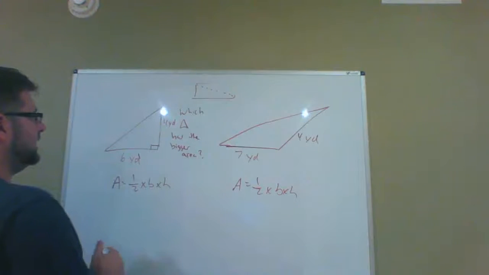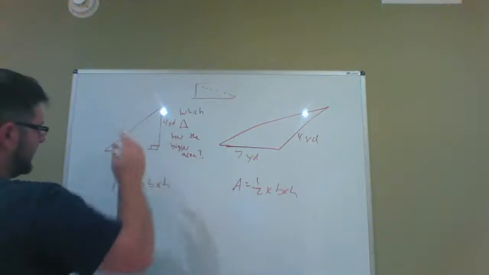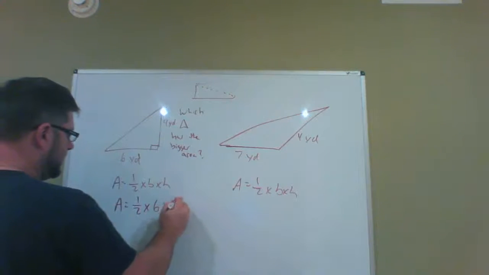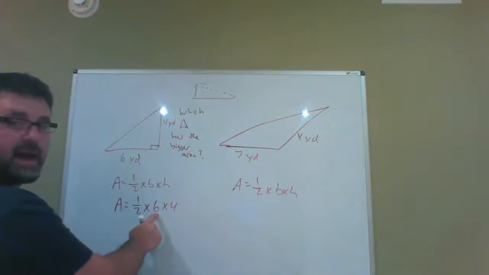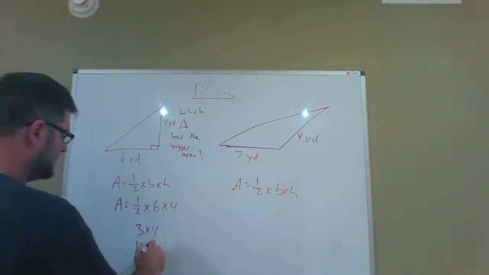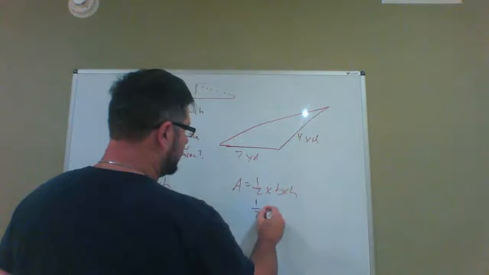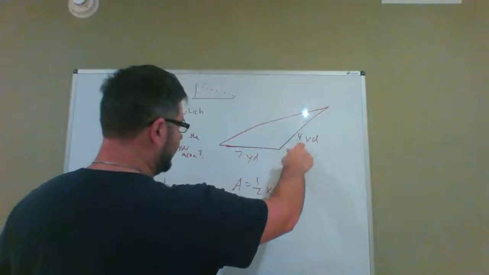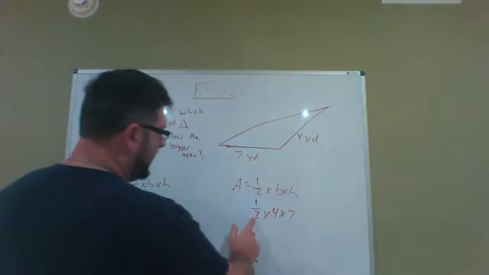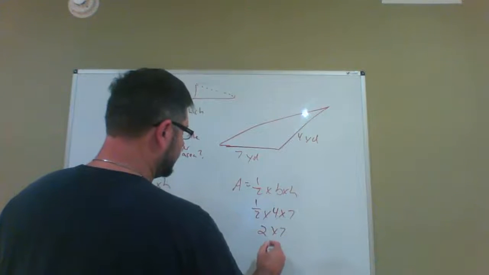So if we're taking a look right now, we have a base of 6, a height of 4, right? It doesn't matter. You can call this the base and this the height. Since they're both even numbers, it really doesn't make a difference. 1/2 times 6 times 4. Half of 6 is 3, and 3 times 4 is 12 yards. So 12 yards squared. Over here, 1/2 times now 7 and 4. I'm going to put the 4 here because 4 is divisible by 2. What's half of 4? Half of 4 is 2, and 2 times 7 is 14.